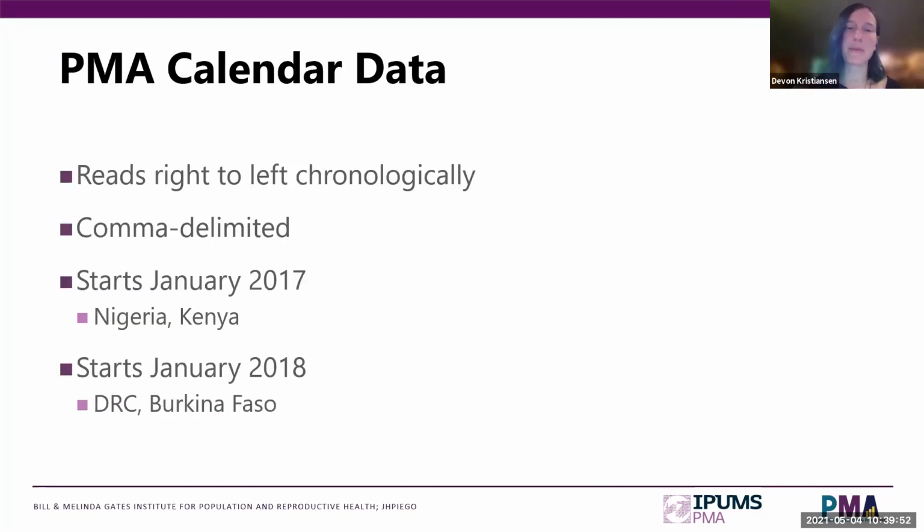All right, just to hash over the details that Dana already shared with you. It reads from right to left chronologically. It's comma delimited, and that's really important for the way that we're going to work with the data in the stats programs. The calendars that are currently up on the IPUMS website and on the PMA website have different start months, so they cover different periods of time. We'll be using the Kenya one, which starts in January of 2017 and goes to the end of 2019, or 36 months. Next slide, please.